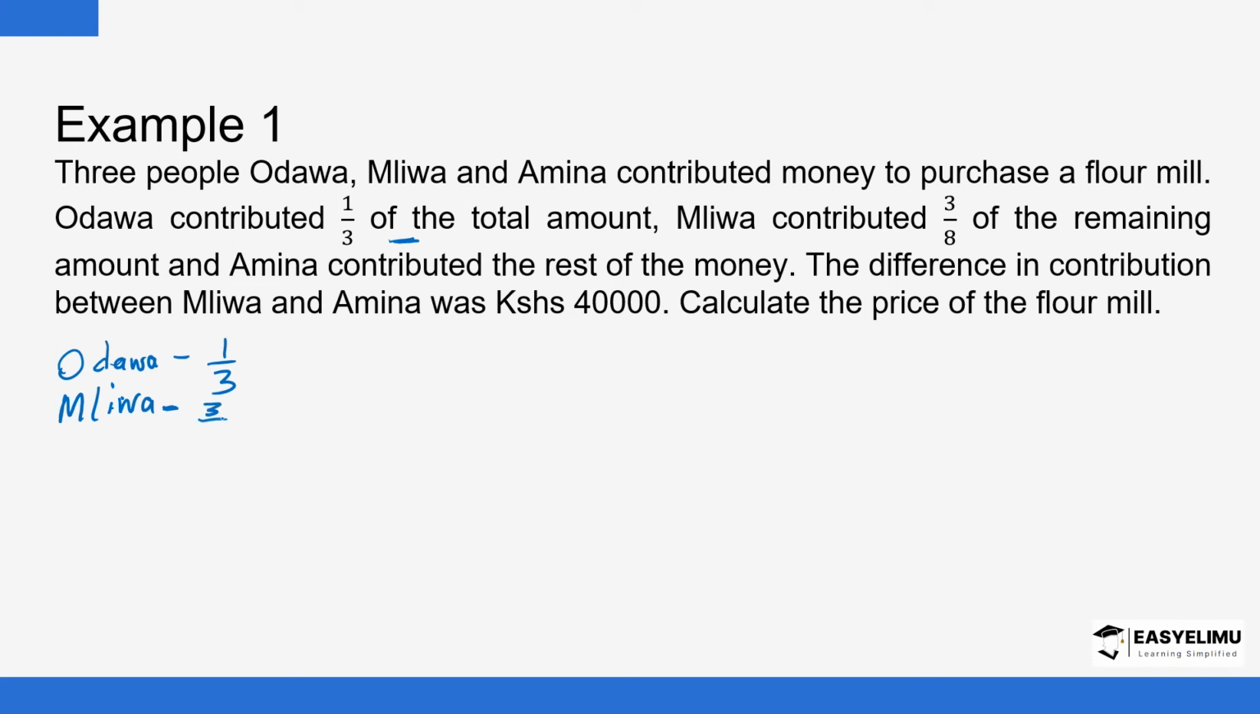So we have 3/8 of the remainder. The remainder here is 2/3, because Odawa contributed a third, so what is remaining is 2/3. So that is going to be 3/8 multiplied by 2/3. Again, you see this diagonal here, you can simplify it. 3 into 3 once, 3 into 3 once, 2 into 8 four times, and 2 into 2 once. So what Mlewa contributed is 1/4.